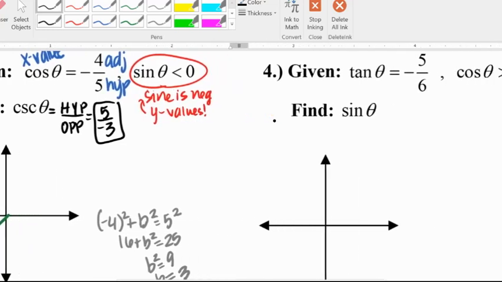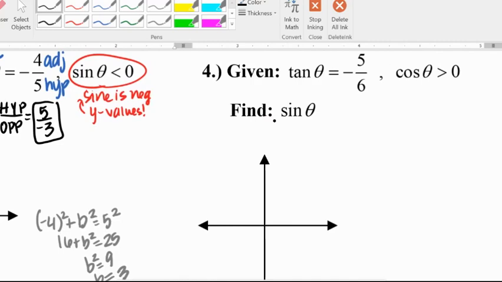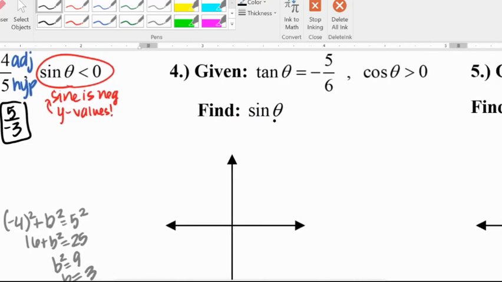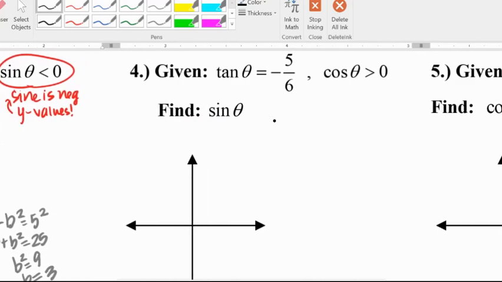So the given information is supposed to help you decide what quadrant you're going to be working in. Okay, so in this next one, they told us that tangent is negative. Well, how is tangent related to x and y? Tangent is the y value over x. Y over x. So if your answer is negative, then only one of these values could be negative. So that means that they can't both be positive or both negative.